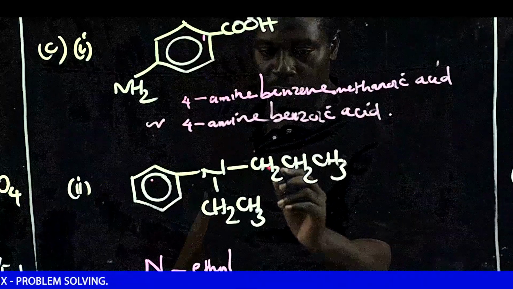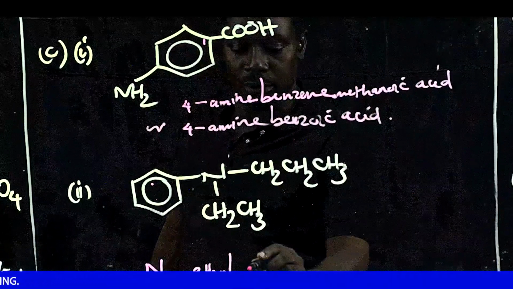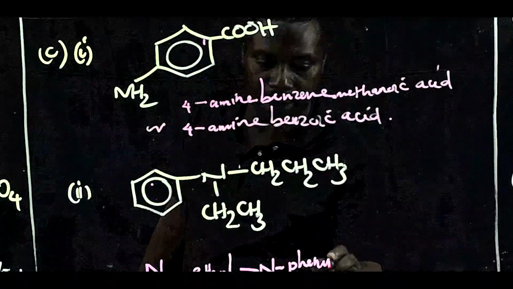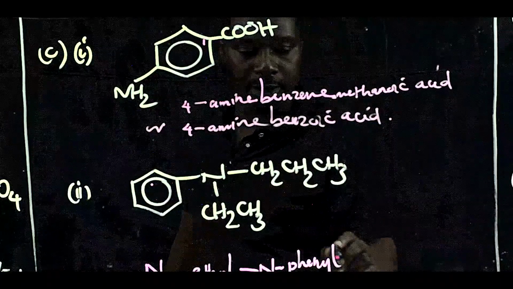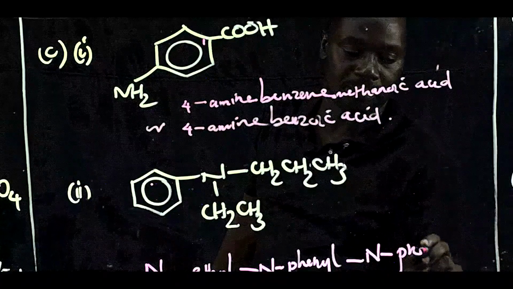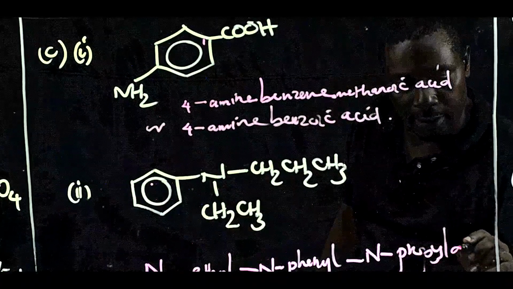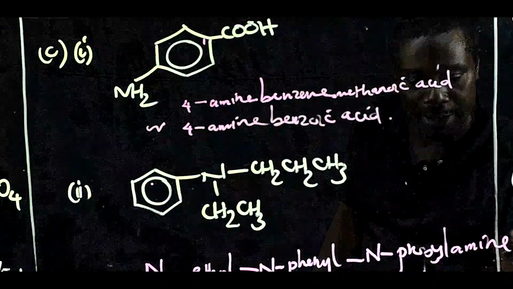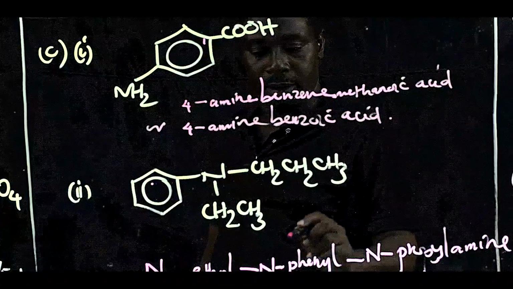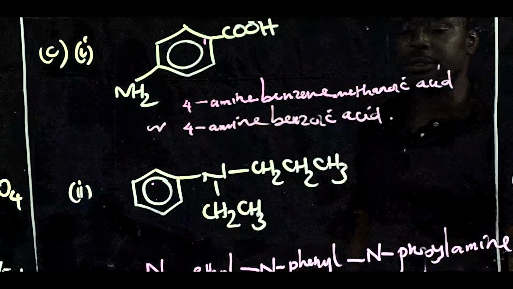Then there is propyl and there is phenyl. So N-phenyl, then N-propyl, followed by the name amine. So alphabetically: N-ethyl, N-phenyl, and N-propyl amine.